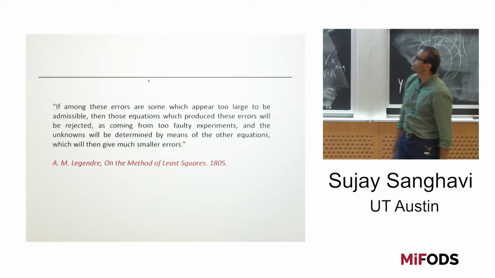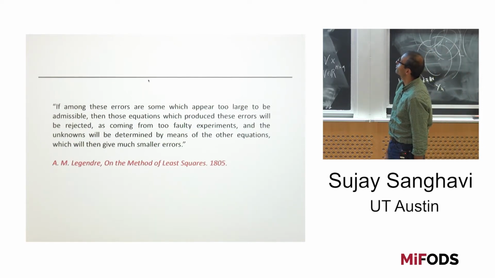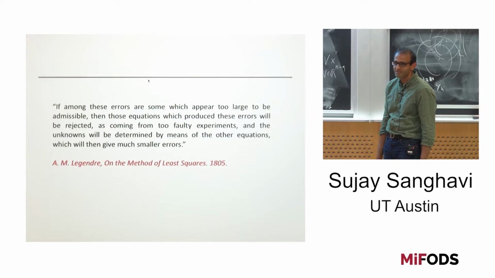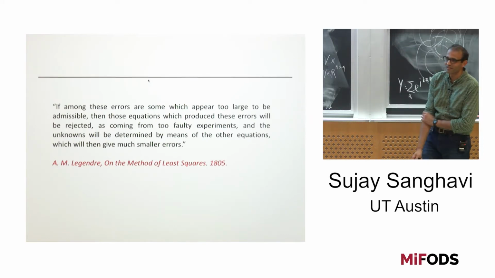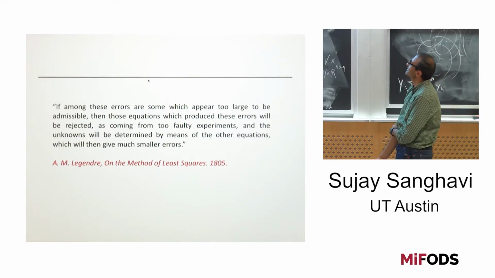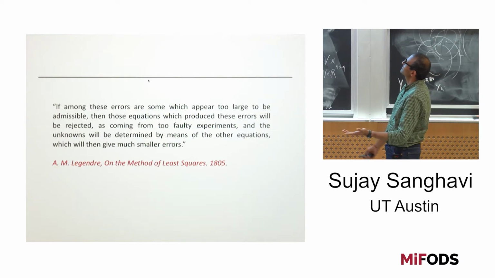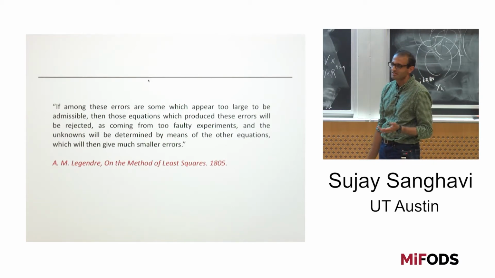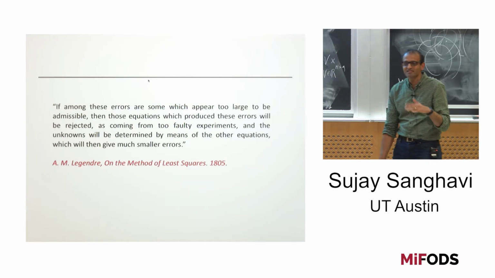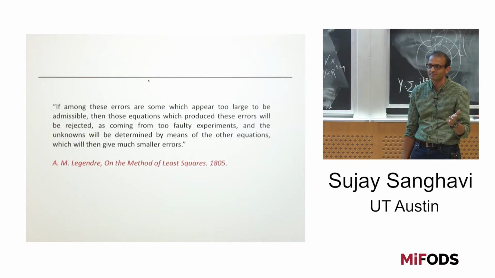Here's a quote from about 200 years ago, which is essentially the motivation for our algorithm. It says that if among the errors there are some that are too large, then essentially you have to ignore them.